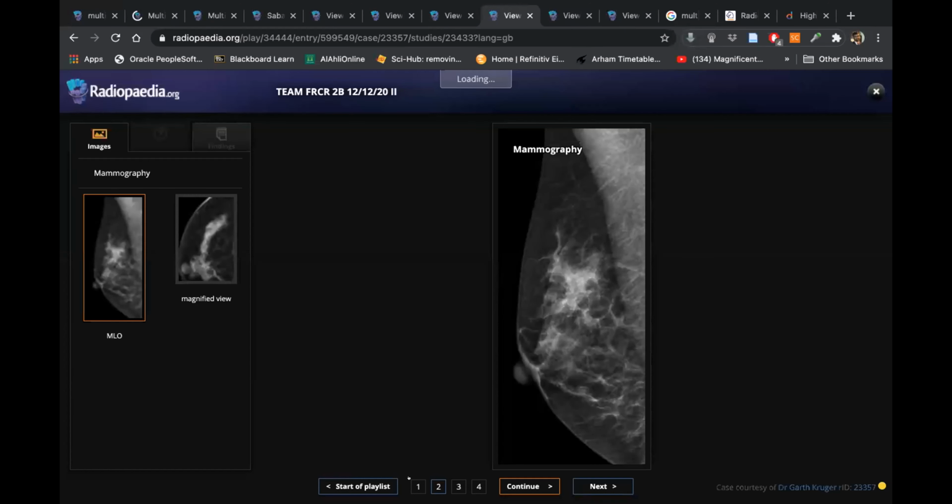Can you see it now? Yeah. Okay. What can you see?